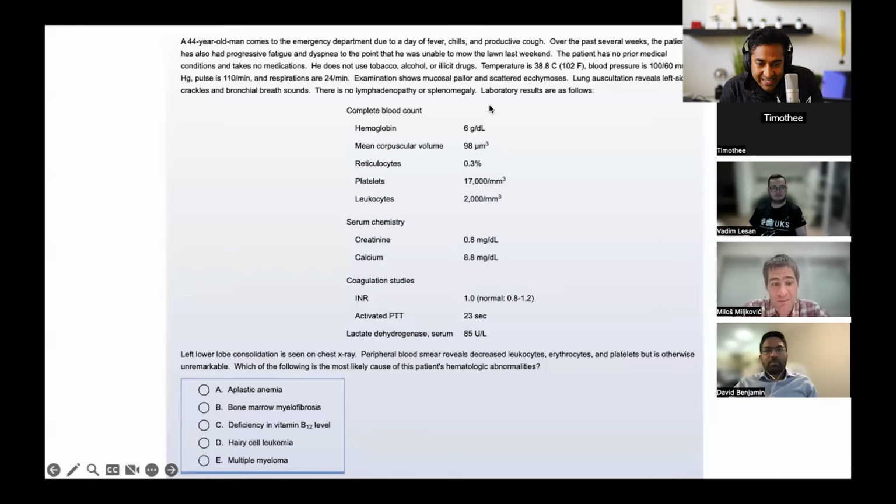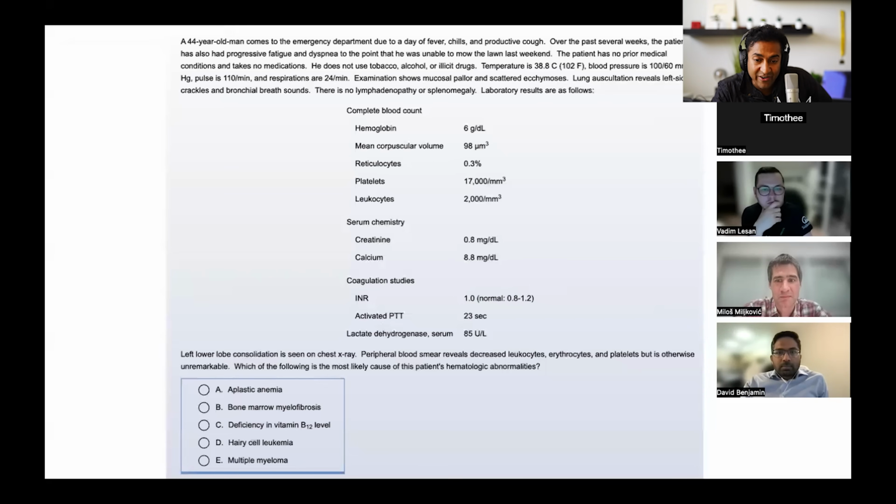44-year-old man comes to the ED with fever, chills, and cough. For the past several weeks, he has had progressive fatigue and dyspnea to the point that he was unable to mow the lawn last weekend. Patient has no prior medical conditions, no medications, no tobacco, alcohol, or drugs. Temperature 102, a little hot. Blood pressure 100/60, pulse 110, respirations 24, mucosal pallor, scattered ecchymosis. Lung auscultation reveals left-sided crackles and bronchial breath sounds.